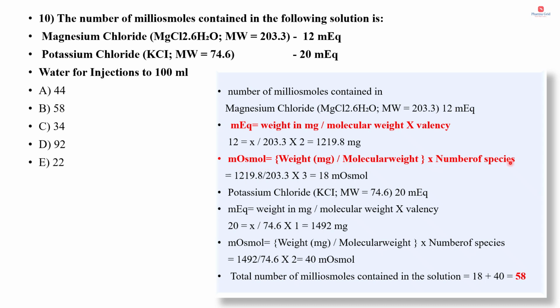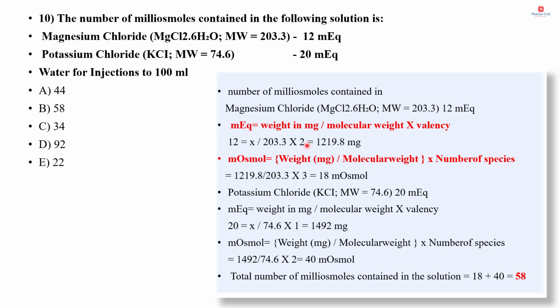that is equal to weight in milligram divided by molecular weight into number of species. Weight in milligram we already got here, that is 1219.8 milligram divided by molecular weight 203.3 into number of species. In magnesium chloride, number of species is equal to 3. How? Because magnesium chloride can be written as Mg2+ and 2Cl−. Okay, so it consists of 1 atom of magnesium and 2 atoms of chlorine. So total number of species is equal to 3. So multiply this value by 3, we will get it as 18 milliosmoles.